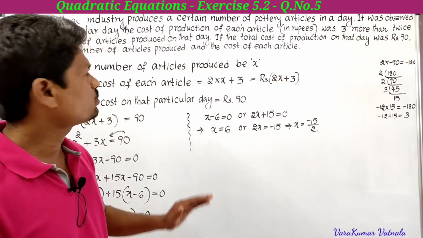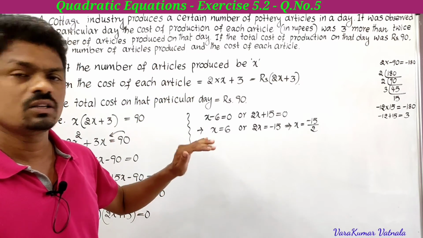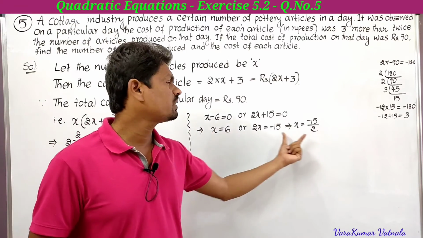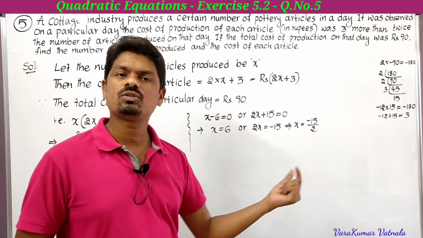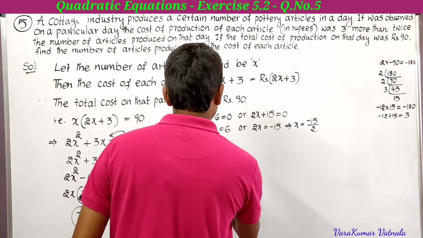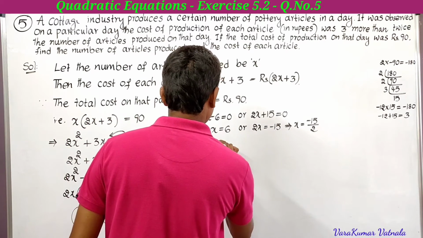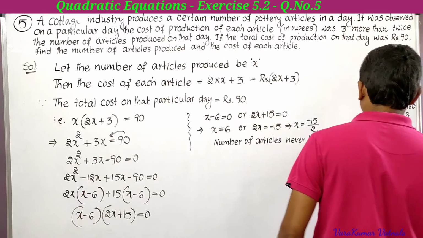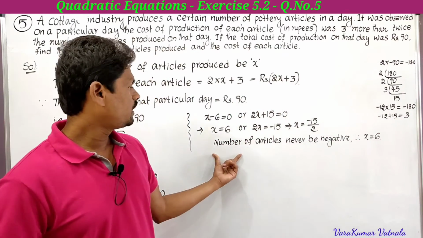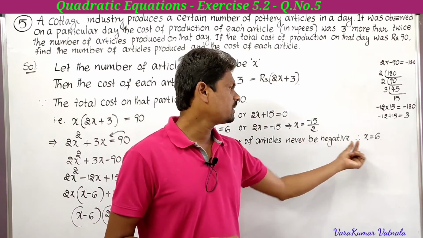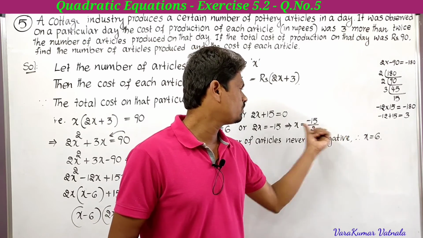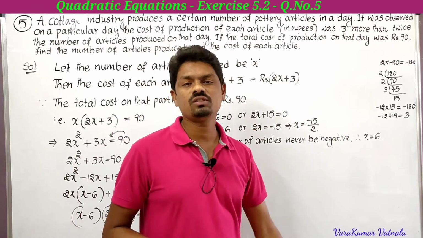So what is x actually? Number of articles. So number of articles never be negative, it must be positive only. So see here, since x is number of articles only, we have to write the number of articles never be negative, so it is negative, therefore x is equal to only 6.